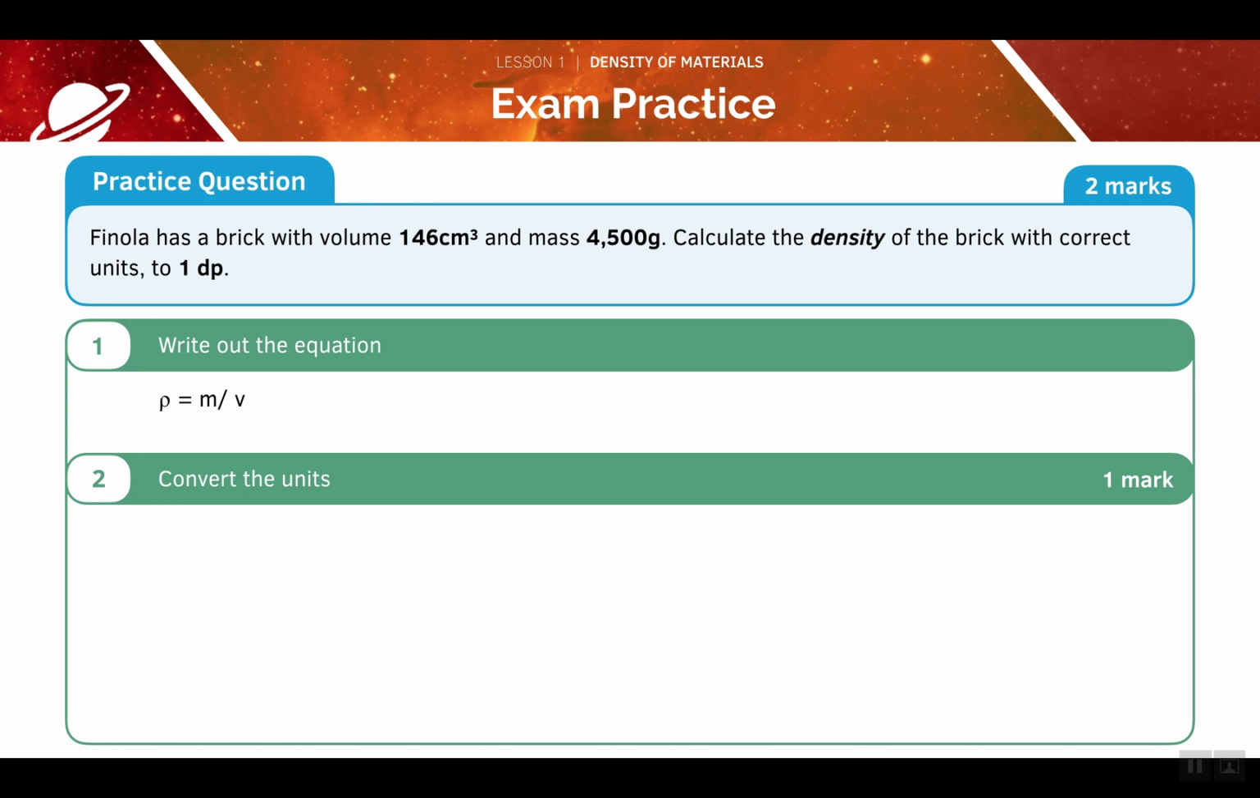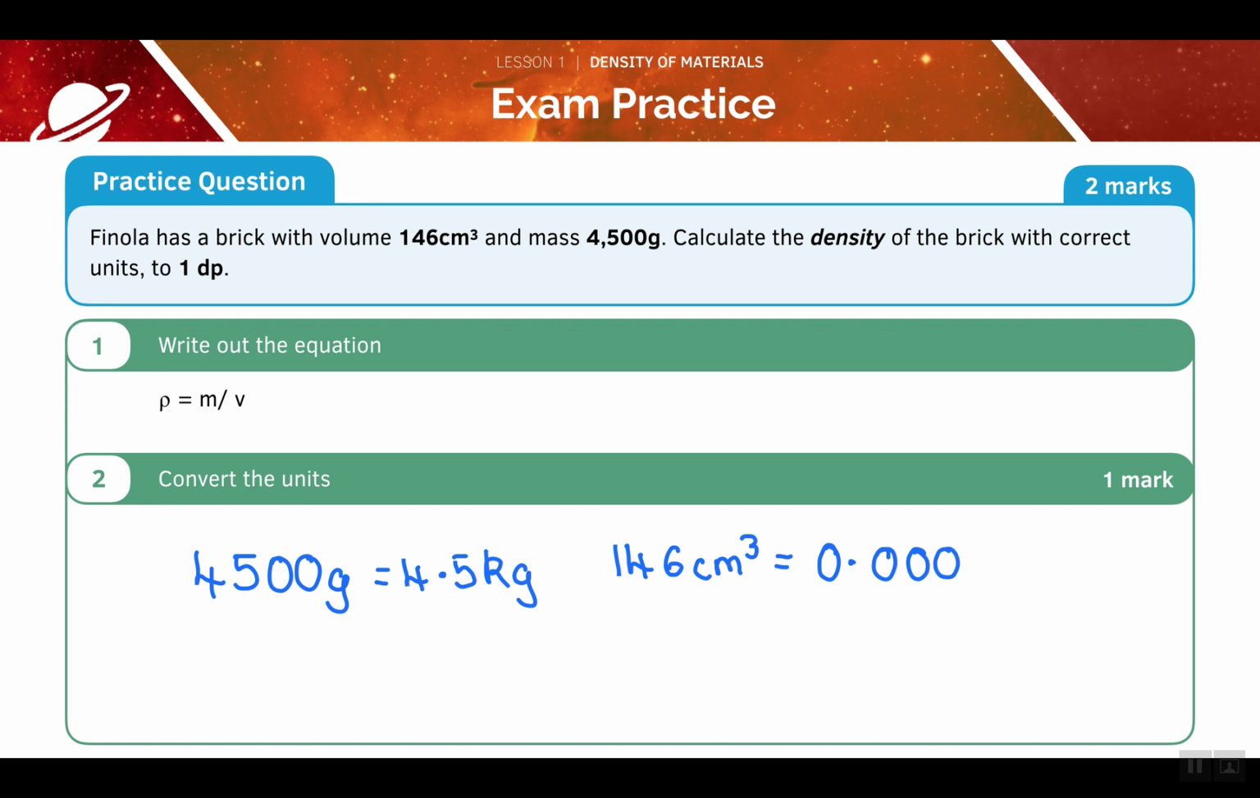In this question, we have been given the mass in grams, but to use the equation, we need a mass in kilograms. Similarly, we have been given the volume in centimetres cubed, so we need to convert into meters cubed. So here, we would say that 4,500 grams is going to be equal to 4.5 kilograms. Also, 146 centimetres cubed is going to be equal to 0.000146 meters cubed.